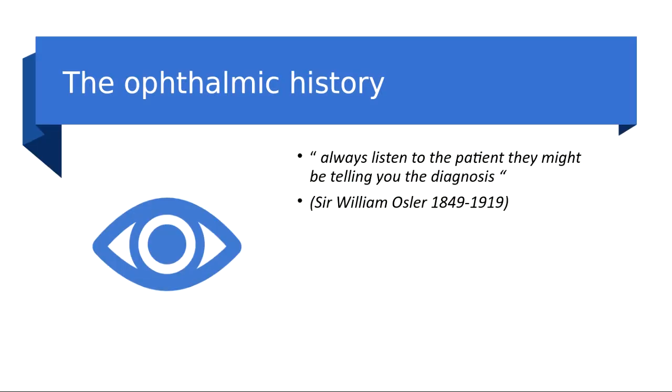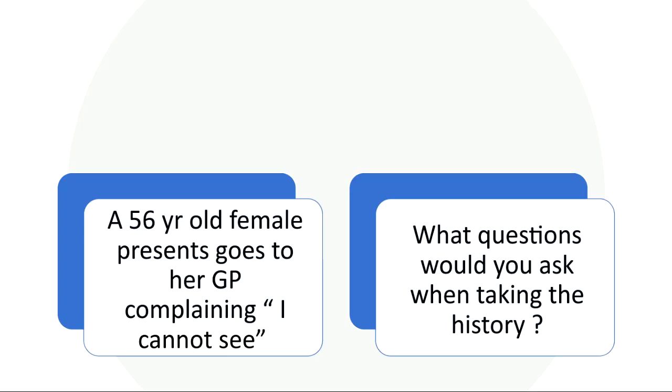The ophthalmic history, right? Always listen to the patient. They might be telling you the diagnosis, as you well know. The history is a very important part of diagnosing and determining what investigations you'd like to do and the treatment. So just to have a little discussion before we start: a 56-year-old female presents to her GP complaining, "I can't see, doc." What questions would you ask when taking the history?